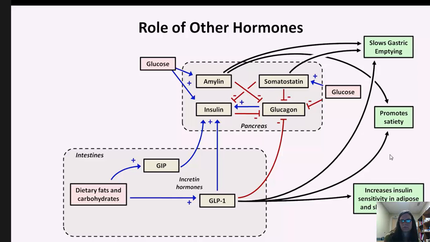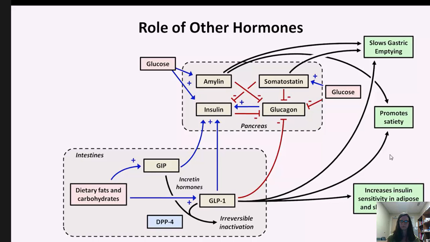One last clinically relevant detail is that GIP and GLP-1 are both rapidly inactivated by an enzyme called DPP4, which stands for dipeptidyl peptidase. This is relevant because DPP4 makes for an interesting drug target, which will be discussed in a future video on diabetic medications.